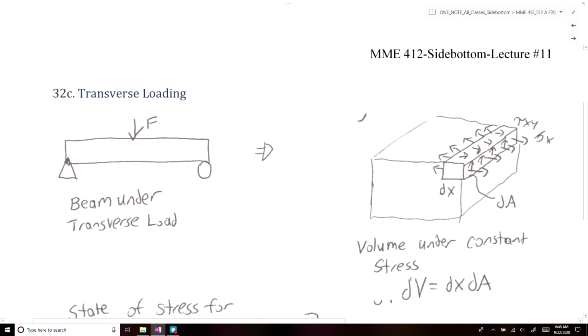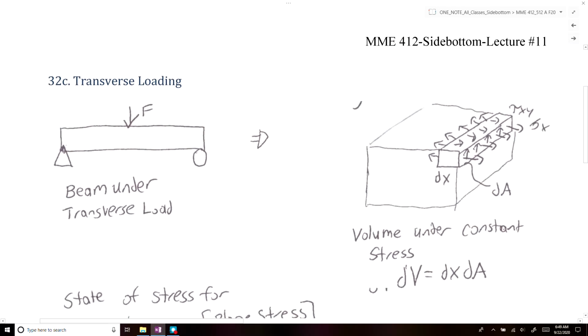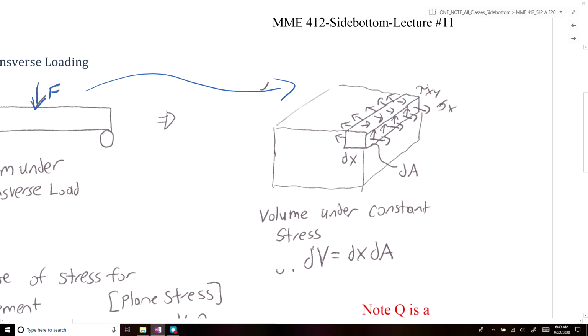Alright, so in this video we're going to talk about strain energy due to transverse loading of beams. What we mean by transverse loading is if we have a force that's applied perpendicular to the length of a beam, what that force does is it creates two stresses. It creates a shear stress tau xy and a stress sigma x.